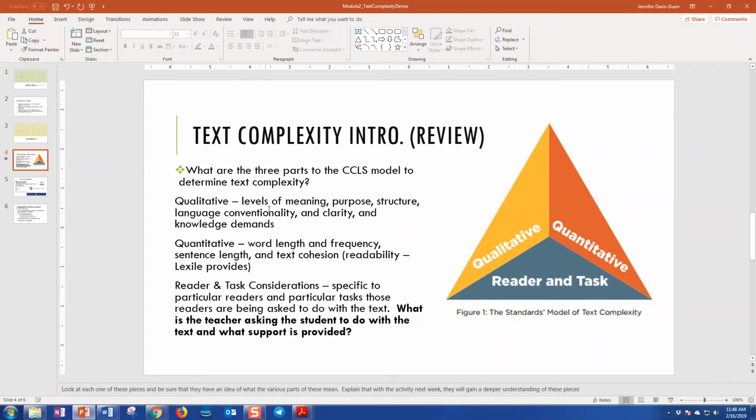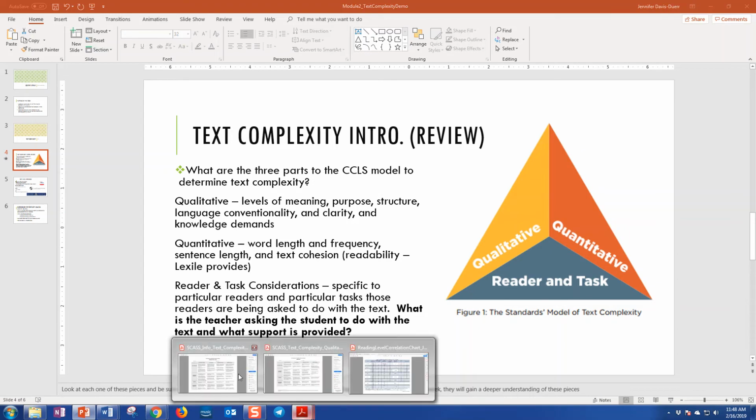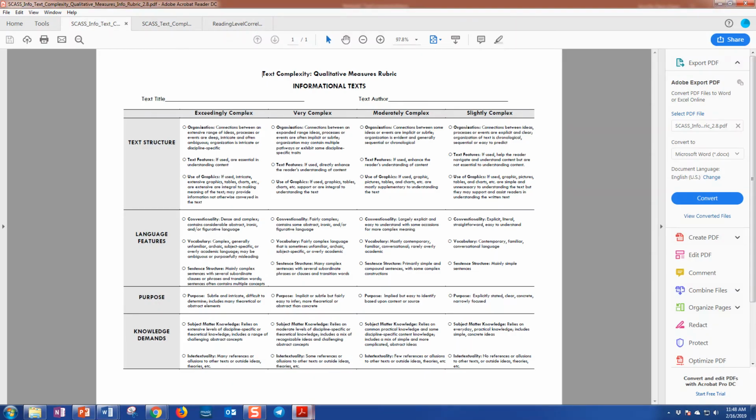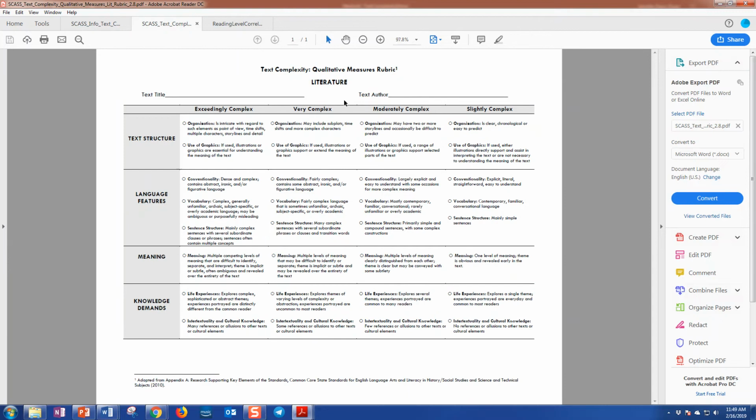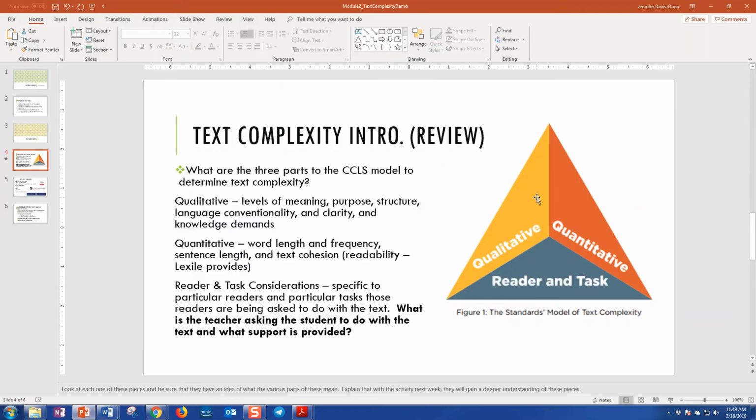And so when we're thinking about the qualitative factors of text complexity, various people have come up with rubrics that can be used to determine those qualitative portions. And so you can see text structure, language features, purpose, and knowledge demands. I've tried out a couple different rubrics. This one seems to be the most useful and accurate. And again, we have a different rubric for informational text versus literary text. So that's just talking about the qualitative portion of text complexity.